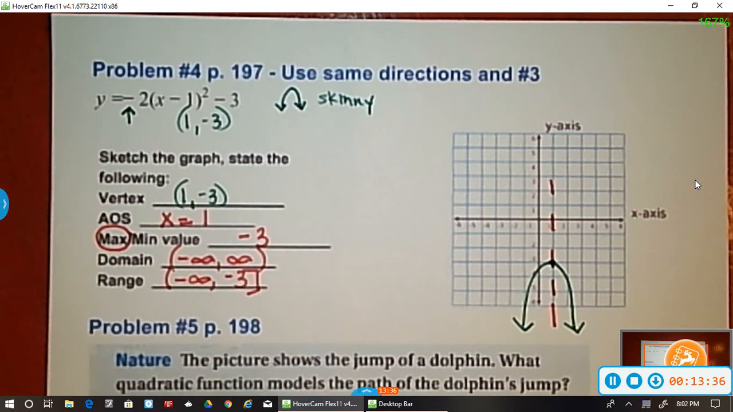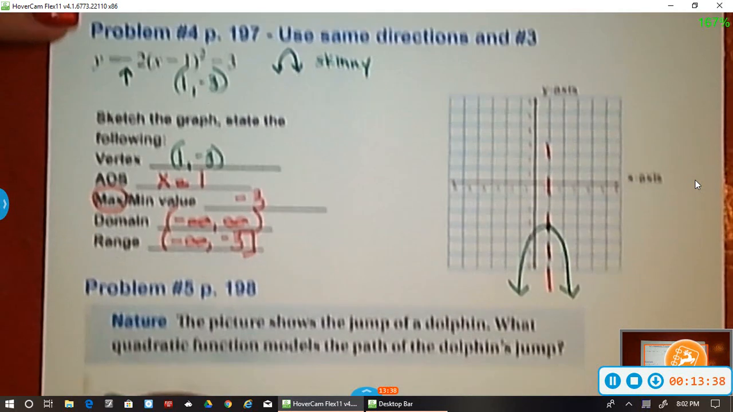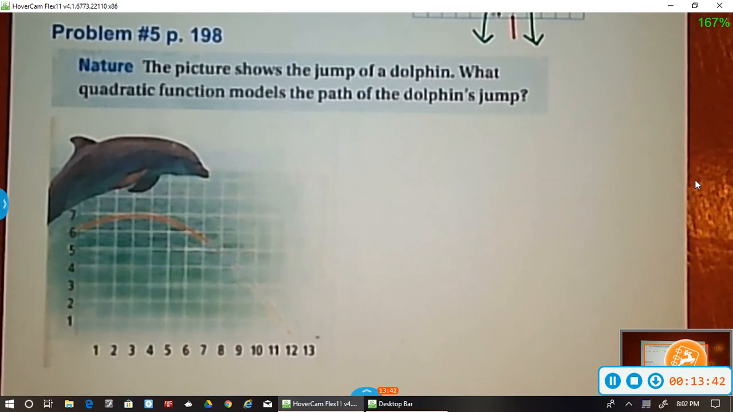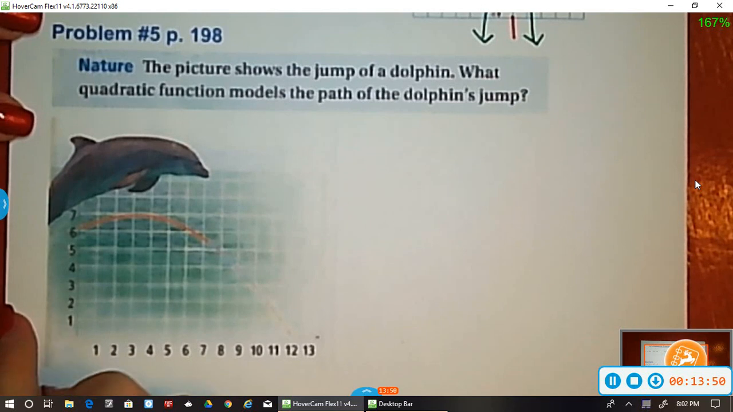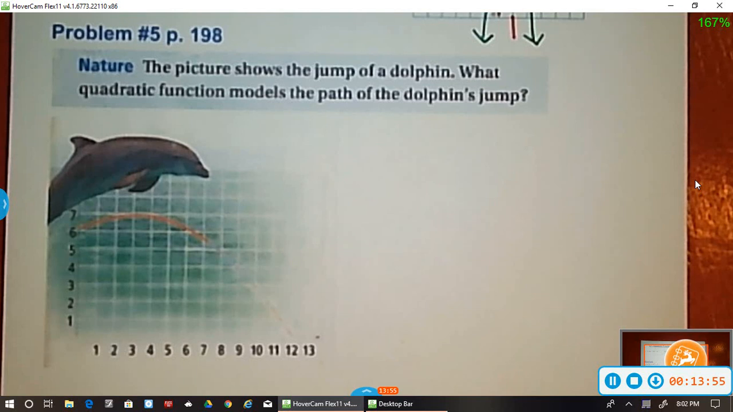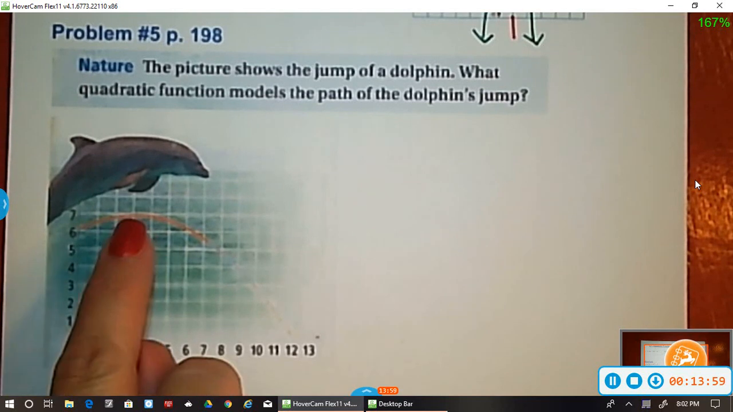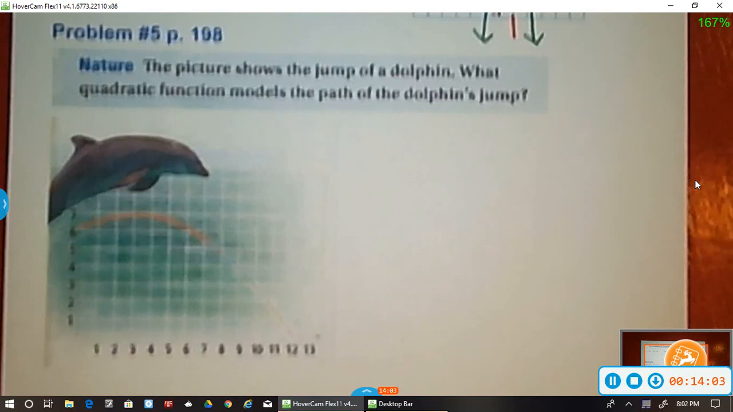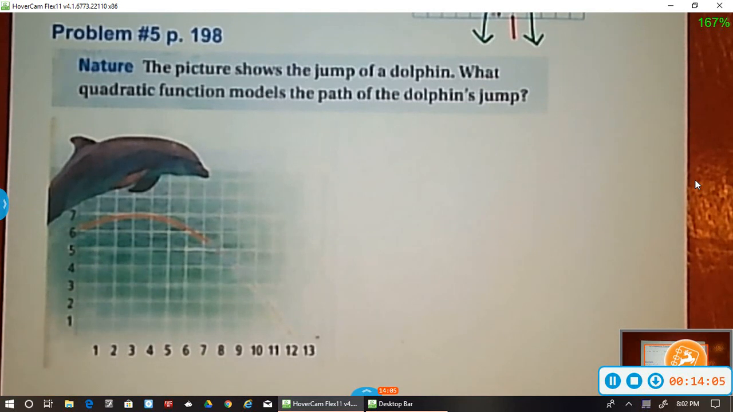Alright, so for the next problem, this is an application of quadratic functions. This picture below shows the jump of a dolphin. If you notice, when a dolphin comes up out of the water, it goes up and it goes back down. It's in the shape of a parabola. So what they want to know is what is the quadratic function that models this dolphin's jump.